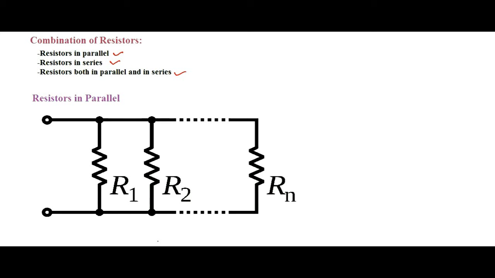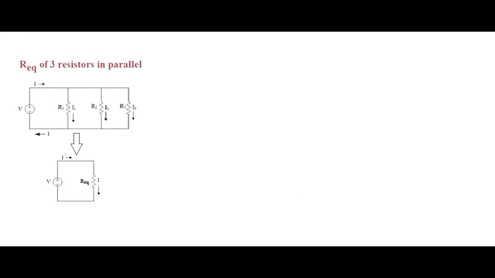As you can see in this circuit, n resistors are connected in parallel. You can also see that one end of each resistor is connected together. Similarly, the other ends of the resistors are also connected together. Now let's try to find out the equivalent resistance when three resistors are connected in parallel.